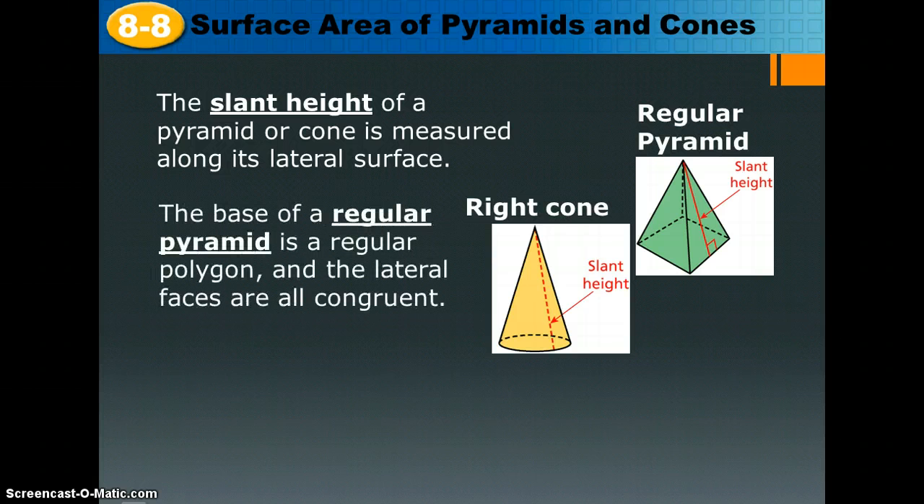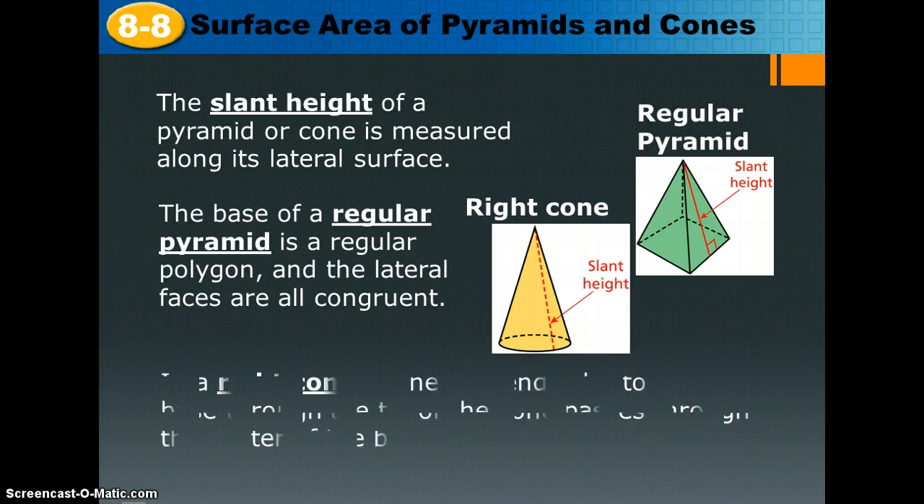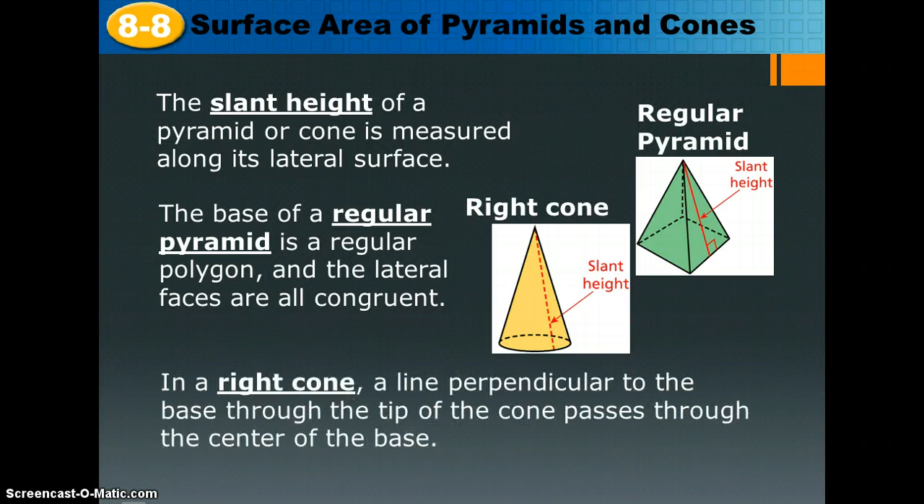The base of a regular pyramid is a regular polygon. So regular, if you remember, means that each side is congruent. And that causes the lateral faces to also be congruent. In a right cone, there's a line that's perpendicular to the base that goes up through the tip of the cone and it passes through the center of the base.